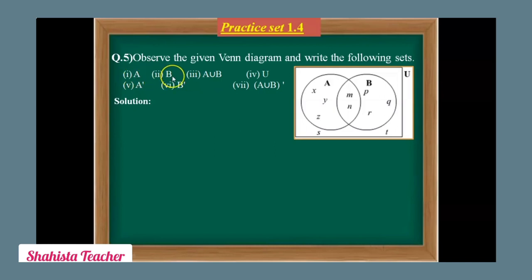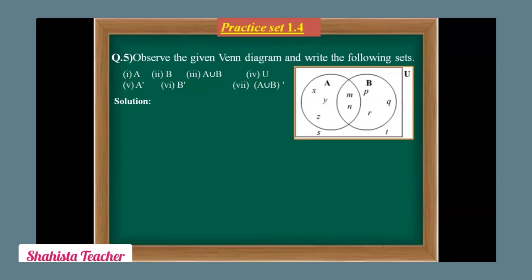First is set A, then set B, set A union B, then the universal set. This is the union set and this is the universal set. Universal includes each and every element. Union set includes all the given elements. And here we have to find A complement, B complement, and A union B complement.